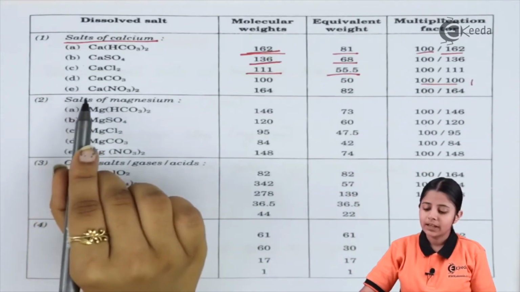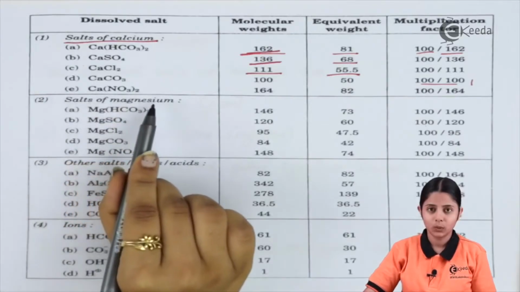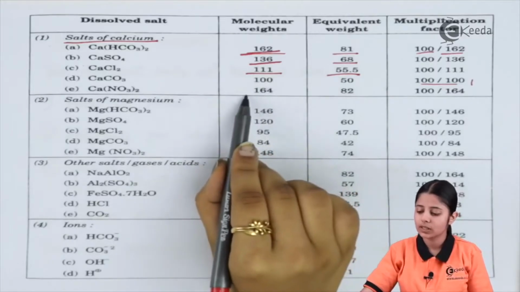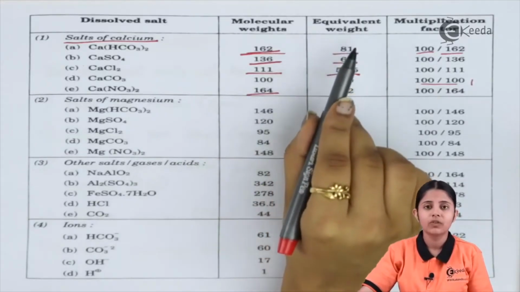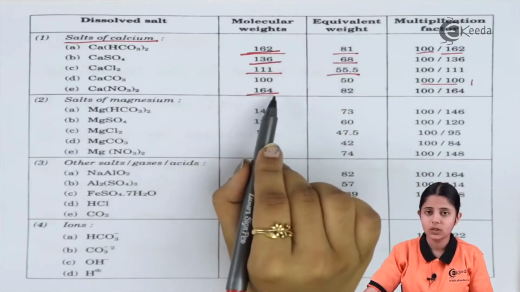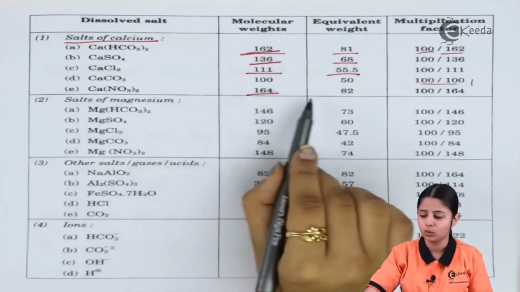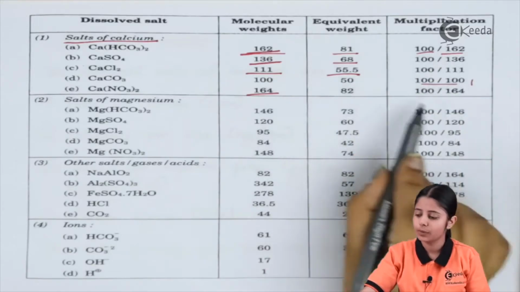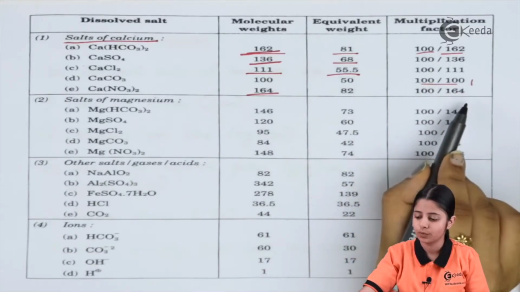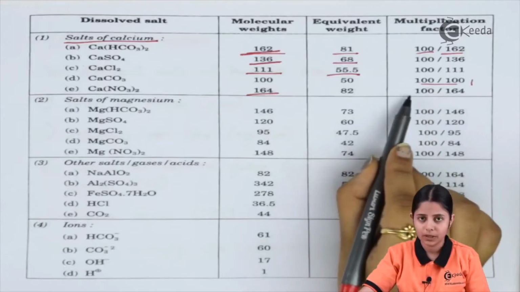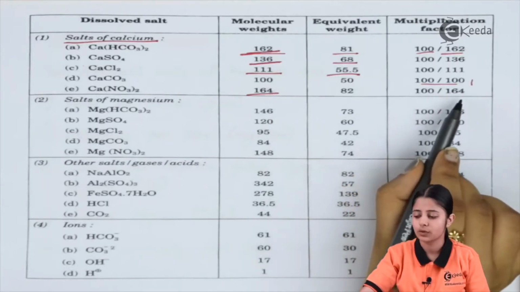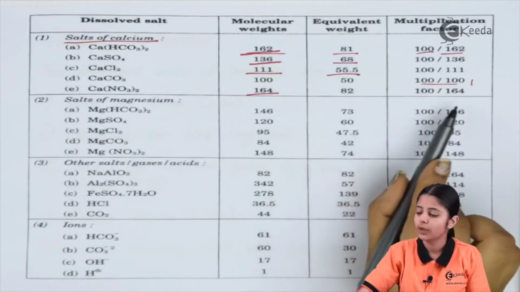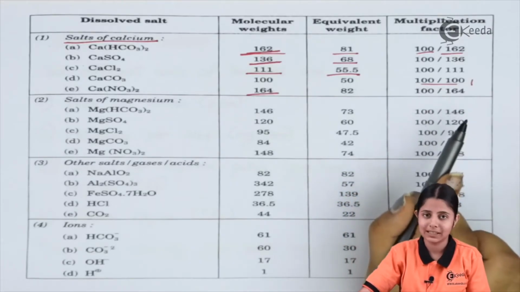Now the next one I have is Ca(NO3)2. The molecular weight of Ca(NO3)2 is 164 and the equivalent weight of Ca(NO3)2 will be 164 divided by 2, which will be 82. And thus the multiplication factor will be 100 upon 164, or it can be 100 divided by 2, that is 50, upon 164 divided by 2, which is 82.